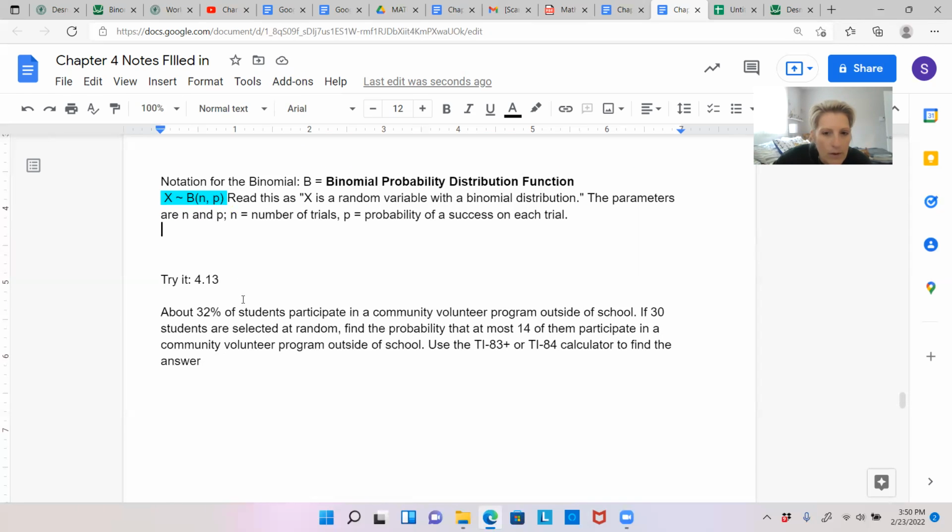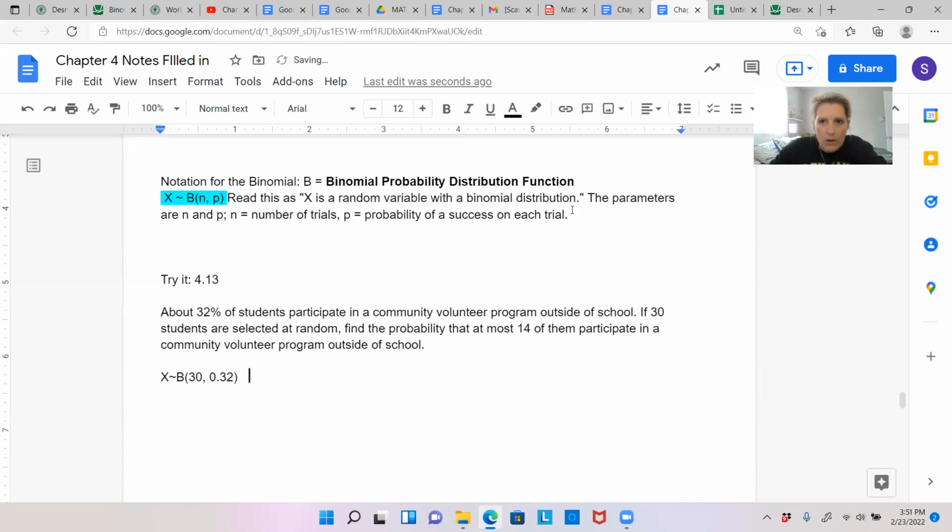So try it 4.13 says about 32% of students participate in a community volunteer program outside of school. If 30 students are selected at random, find the probability that at most 14 of them participate in a community volunteer program outside of school. You can use a TI-84 calculator, but we're going to use Desmos. So what I'd like to go through here is let's define X. So X is defined as a binomial where N is 30 and the probability of success is 0.32.